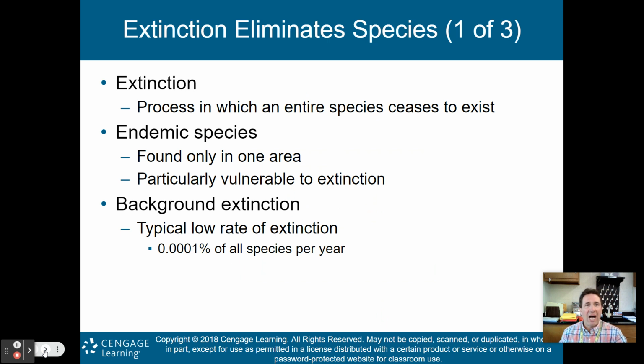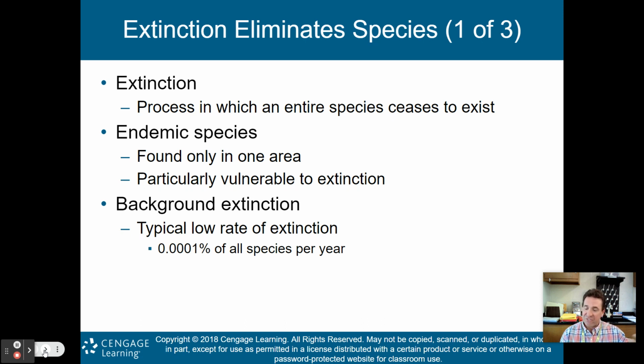All right, so moving on, extinction eliminates species, right? Extinction is the process in which an entire species ceases to exist. We have endemic species, which are found only in one area. They are particularly vulnerable to extinction. I would argue the panda bear would be considered an endemic species. Background extinction: most of the time we do have creatures becoming extinct at a typical low rate of extinction, right? 0.0001% of all species per year become extinct. Normally, that's called the background extinction.